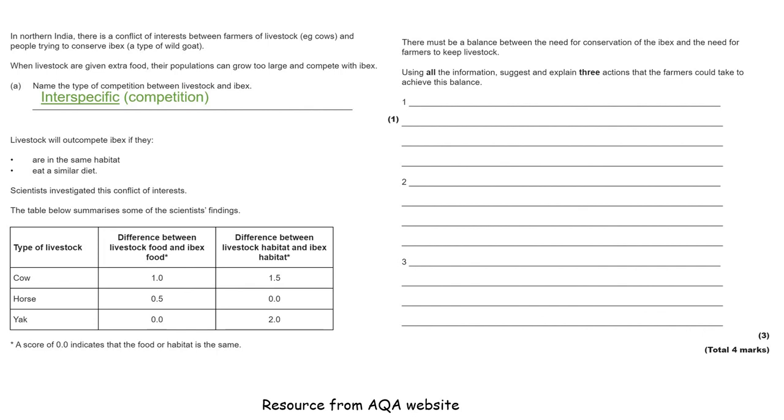Livestock will outcompete ibex if they are in the same habitat or if they eat a similar diet. Scientists investigated this conflict of interest. The table below summarises some of the scientists' findings. A score of 0 indicates that food or habitat is the same. There must be a balance between the need for conservation of the ibex and the need for farmers to keep livestock. Using all the information, suggest and explain 3 actions that the farmers could take to achieve this balance.